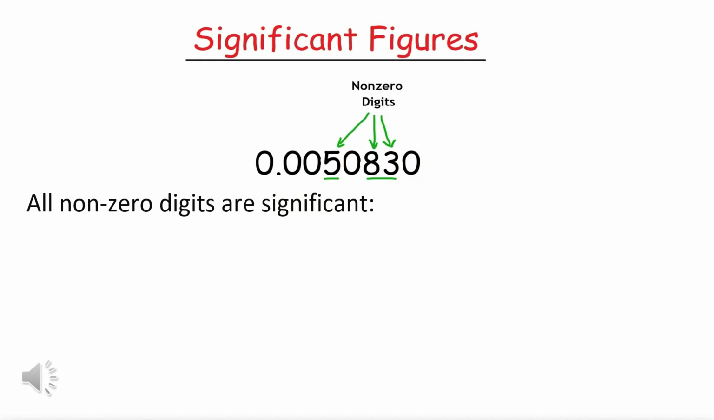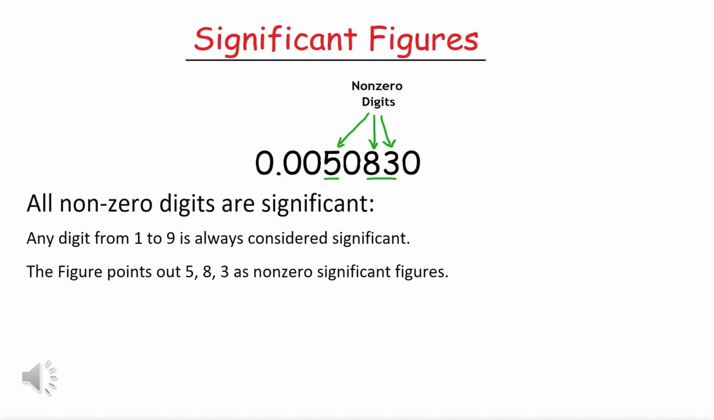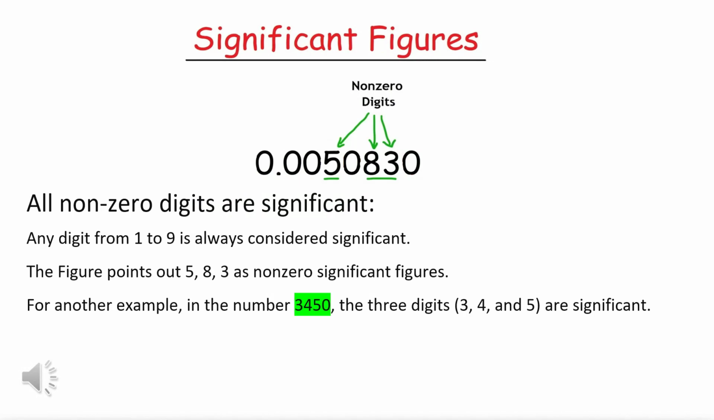Let's start with the easy rule. Any digit from 1 to 9 is always significant. Looking at our main example, we see the digits 5, 8, and 3 pointed out as non-zero digits and significant. For another example, in the number 3450, the digits 3, 4, and 5 are all significant. That's 3 digits that give us useful information.